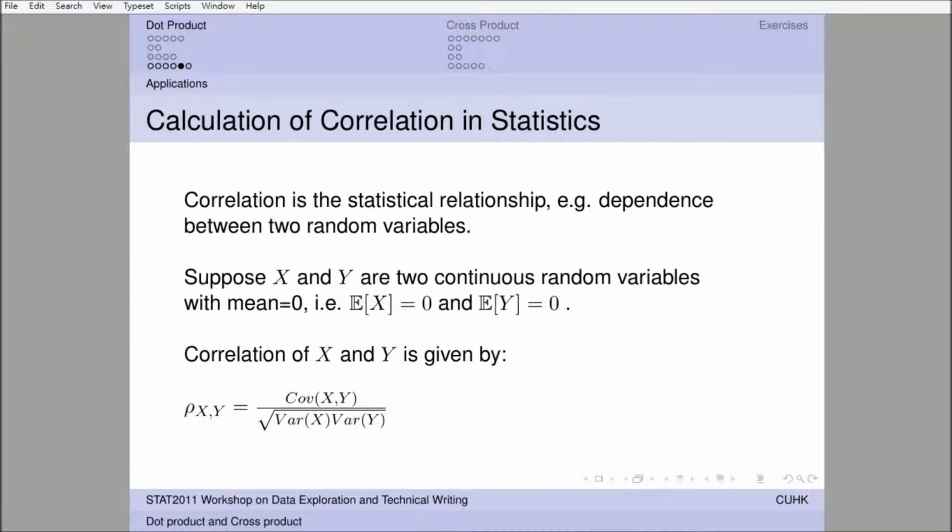Correlation is the statistical relationship, like dependence, between two random variables. Suppose x and y are two continuous random variables with mean 0. Their correlation is given by rho x and y equals the covariance of x and y over the square root of variance x times variance y.